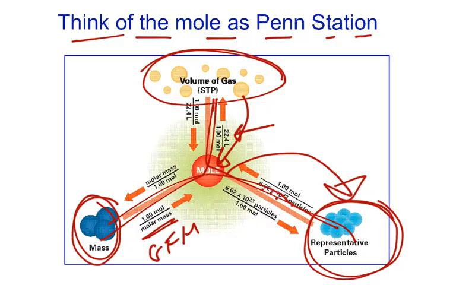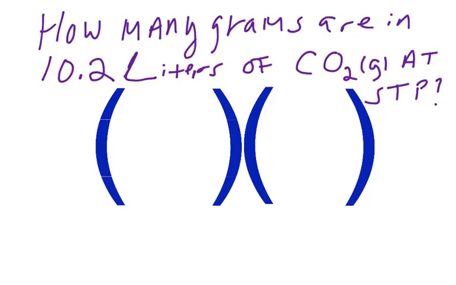Alrighty? Moving on. Now, pause the video. I want you guys to do this problem right here, and we'll see what we get, and we'll wrap it up. You're starting with 10.2 liters of CO2. We want to change that to grams.